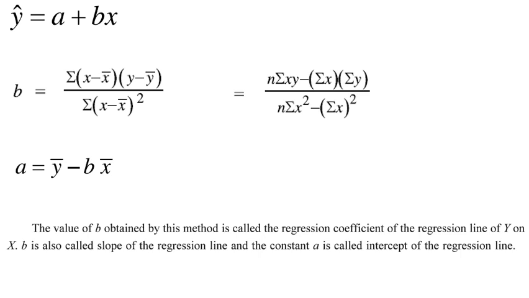The value of b is obtained, and this b is called the regression coefficient for the regression line of y on x. Here y is the dependent variable, x is the independent variable. So we are calculating the regression line of y on the variable x, so we call it the regression line of y on x. b is also known as the slope of the regression line, that is how steep or how positive or negative it is, and a is called the intercept of the regression line. Don't worry too much about the names, just remember it as theory. You just have to worry about how to calculate it right now.